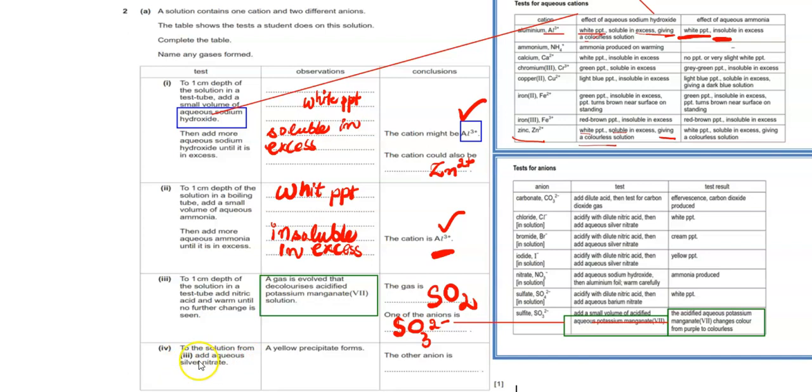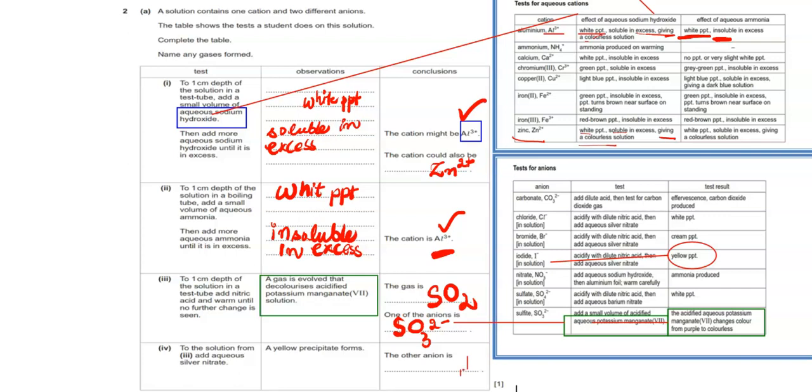Now, the last part, the solution from 3, add aqueous silver nitrate, a yellow precipitate forms. The other anion is, so go to anion and see where you find yellow precipitate. See, here you have yellow precipitate. So against yellow precipitate, what is the ion? It is iodide ion.